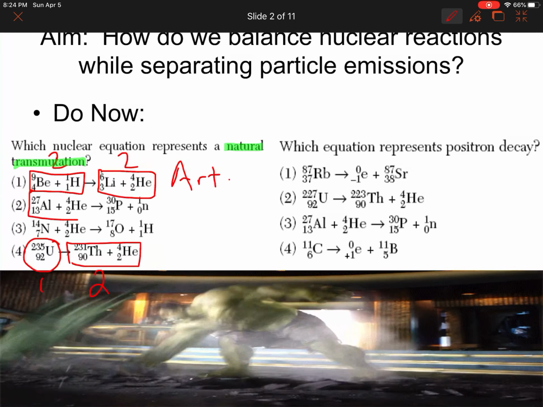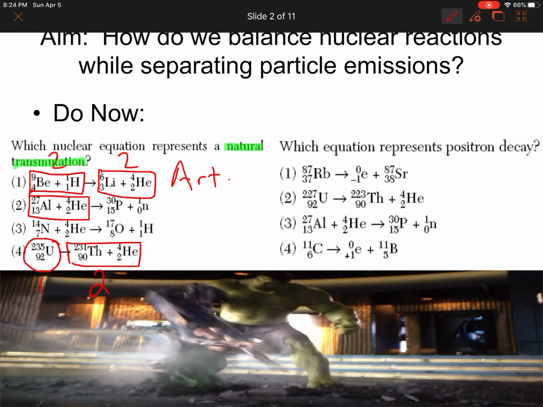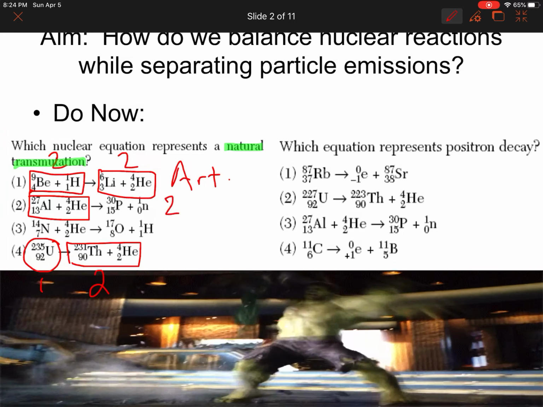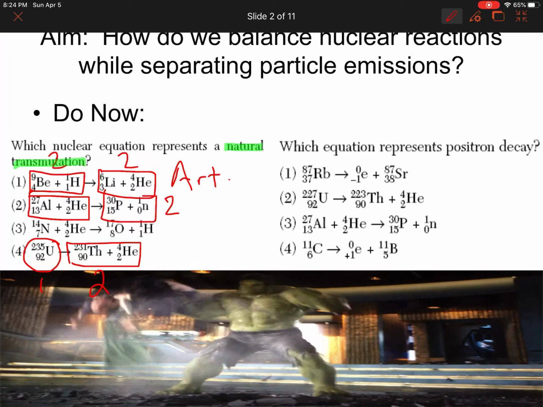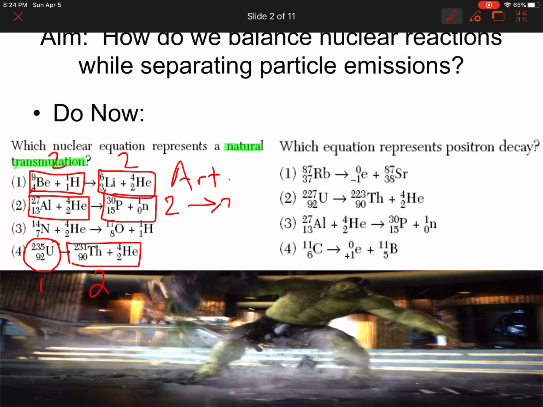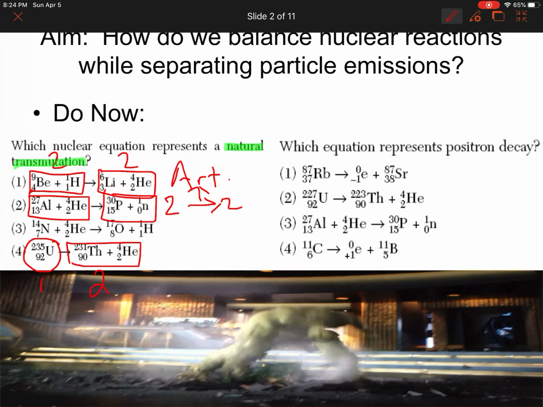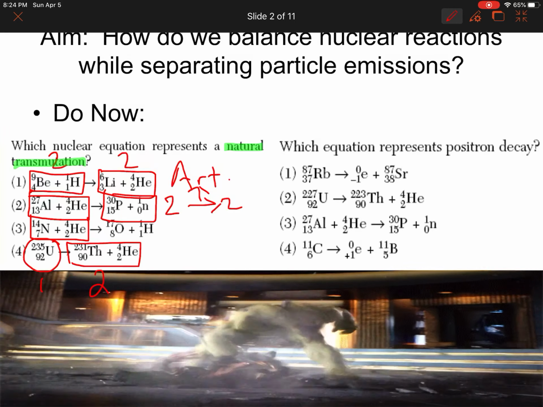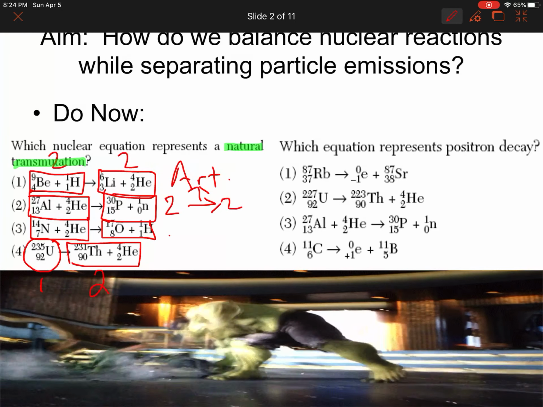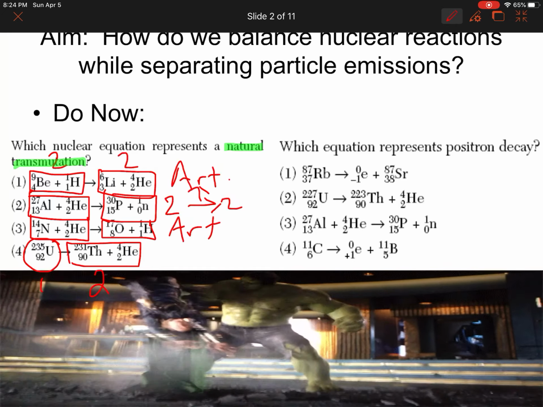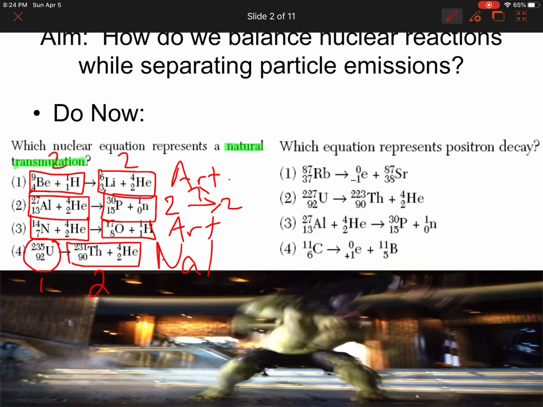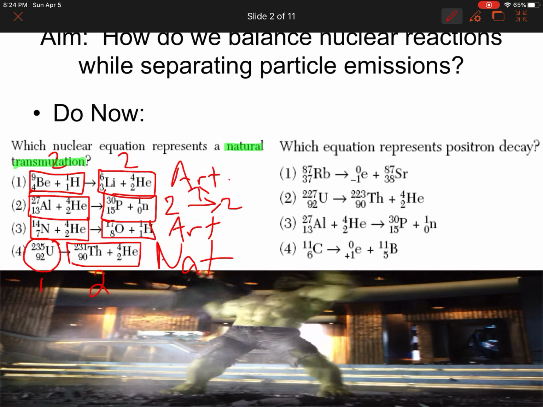What about the second one? How many particles on the left here? 2, good. How many particles on the right here? 2, artificial. The third one, 2 on the left, 2 on the right. So these 3 are all artificial. The last one, which has 1 on the left, 2 on the right, is natural.